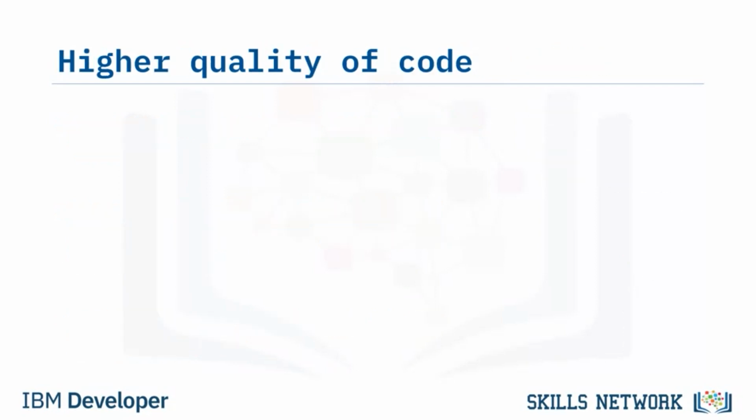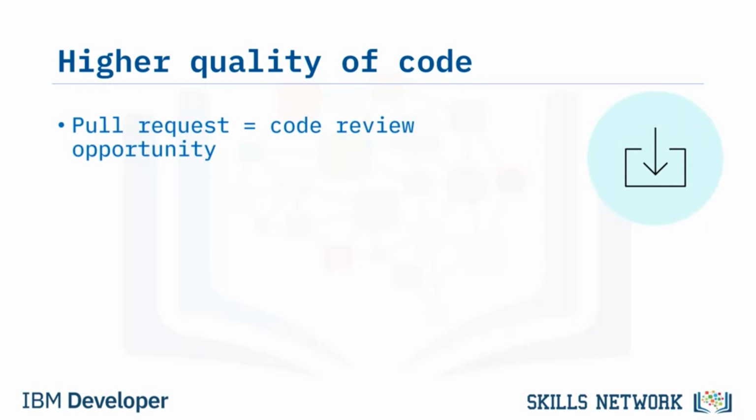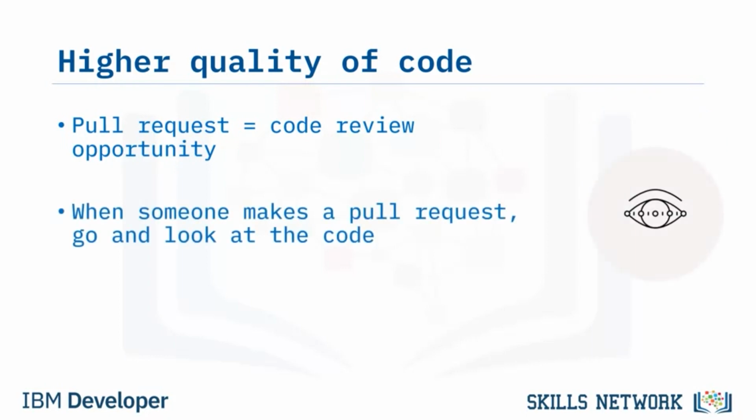Another benefit is that you get higher code quality with CI/CD because things are constantly being reviewed and constantly being tested. Every pull request is an opportunity for a code review. Forget about scheduling code reviews as a separate task. One of the things you should be doing as a best practice is when someone makes a pull request, you should go and look at the code. Having another set of eyes looking at what was changed while you're waiting for the test to pass is always going to be a good thing.